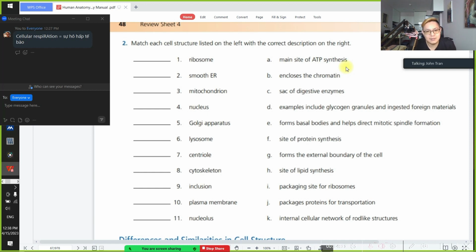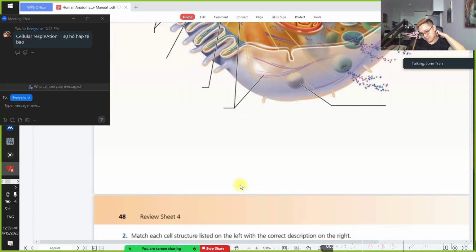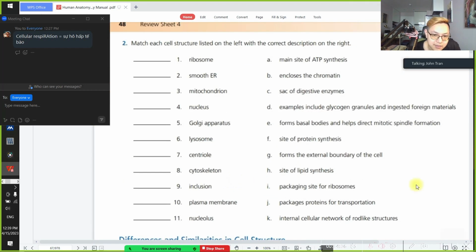Internal cellular network, một cái mạng lưới trong tế bào luôn, và có cái hình như hình que đó. So I think it's the cytoskeleton, I think. Number 8. Yeah, because look at this one. It's like a network of rod, right? Những cái que nè, hệ thống que nè. Isn't it? Internal network, nó là một cái hệ thống luôn á. It's like a whole system, a network. So I would think about cytoskeleton. Do you think the same too? Yeah.